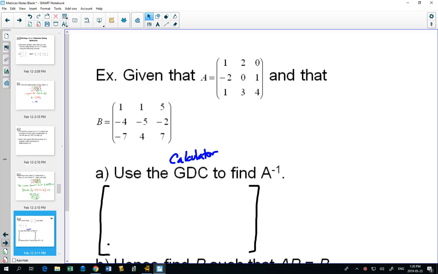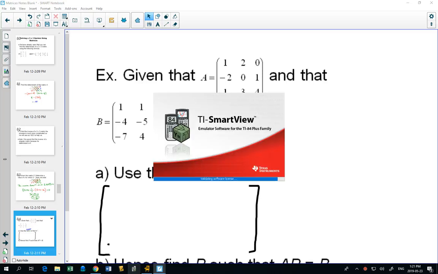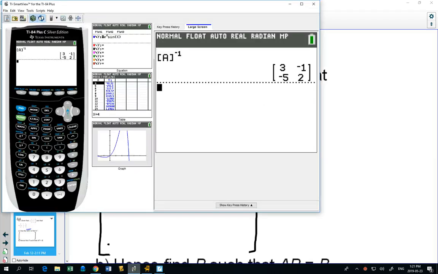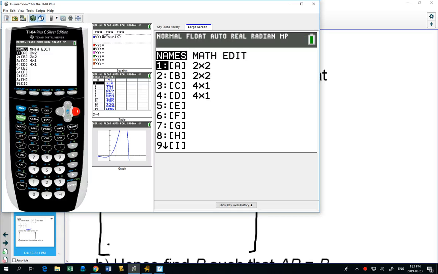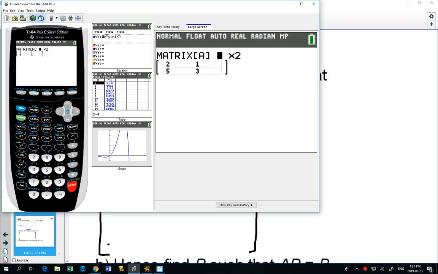So in this question, we're going to use our calculator. So what we do is we go to our matrix and we type in 1, 2, 0. So I'll do that right now. Negative 2, 0, 1, 1, 3, 4. In matrix B, we can type in that other one as well. Second matrix, edit, 3 by 3.